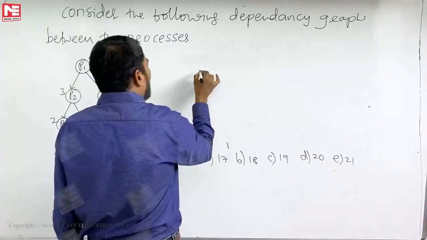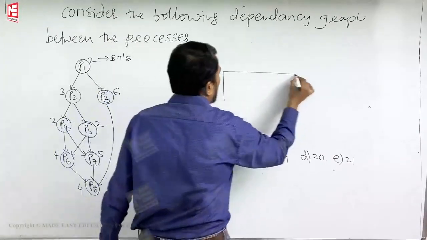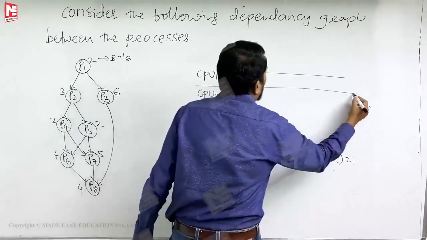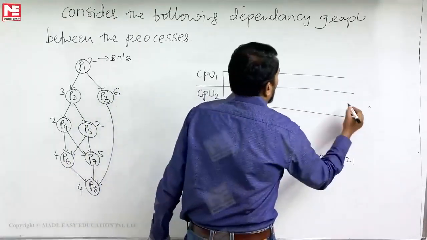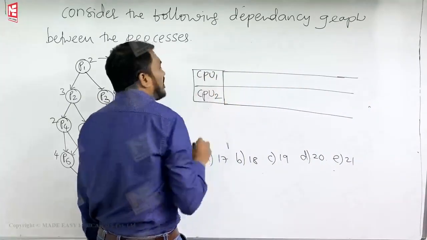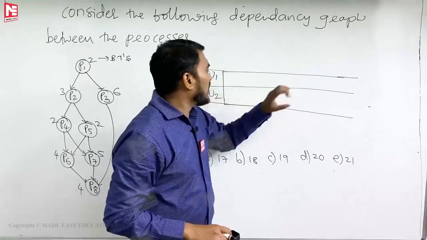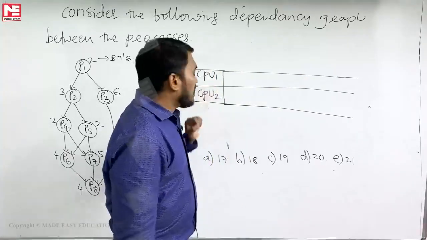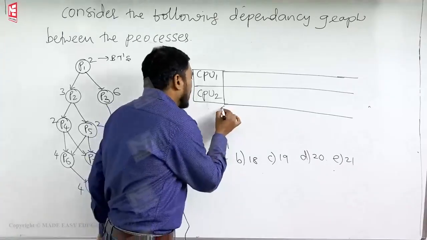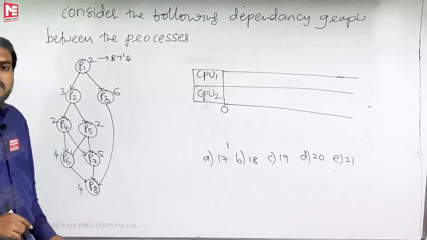Now, how do you solve the problem? Just listen here. You have CPU 1 and CPU 2, both CPUs are there. Until now there was only one CPU, so you were writing only one line, like one box. But remember, now you have 2 CPUs, so you have to draw the Gantt chart like this. Time always starts at 0. Listen carefully.